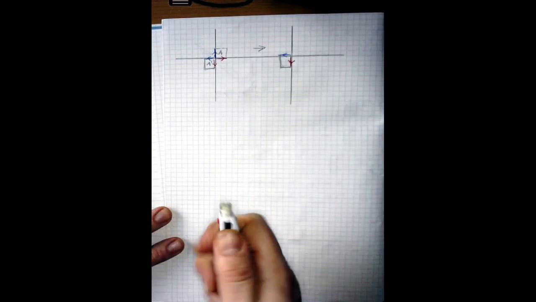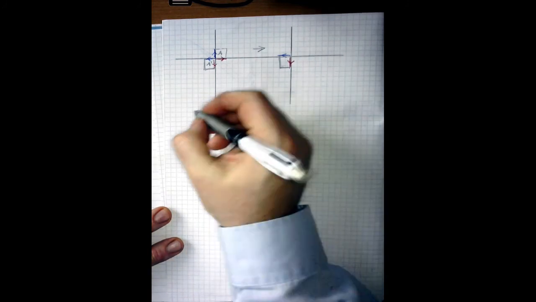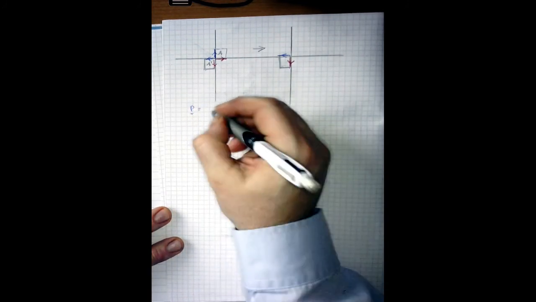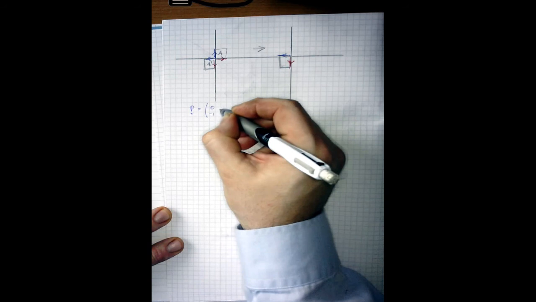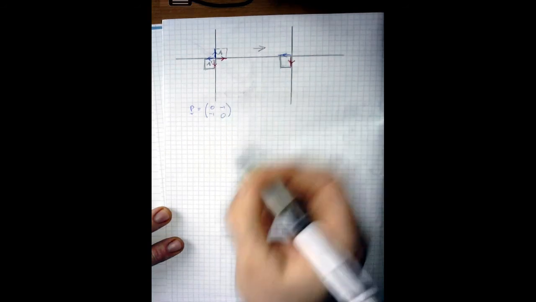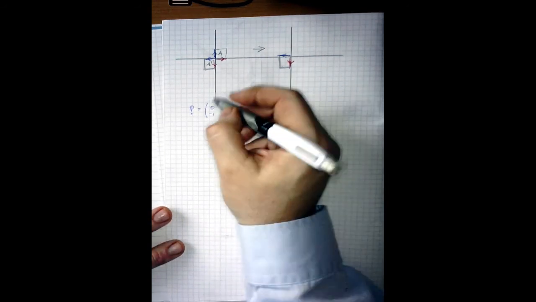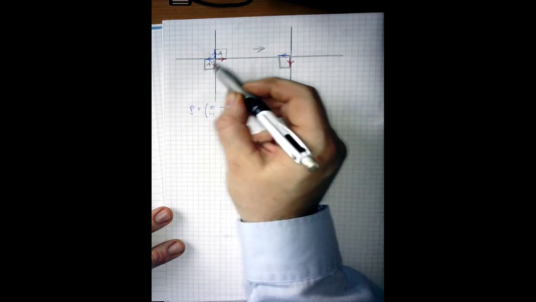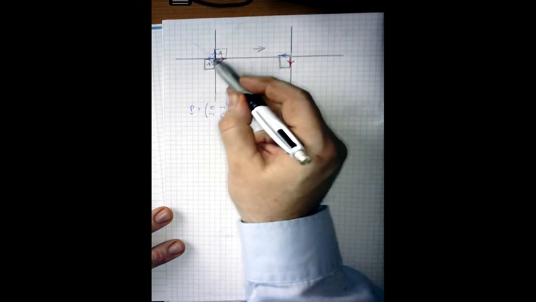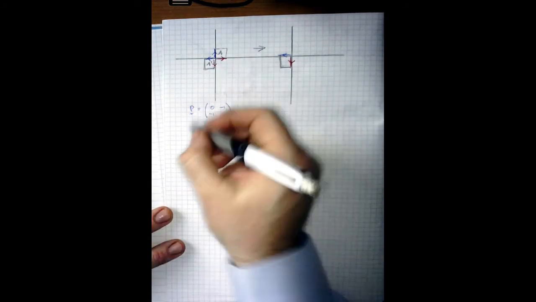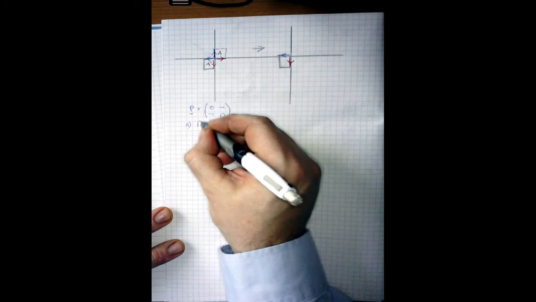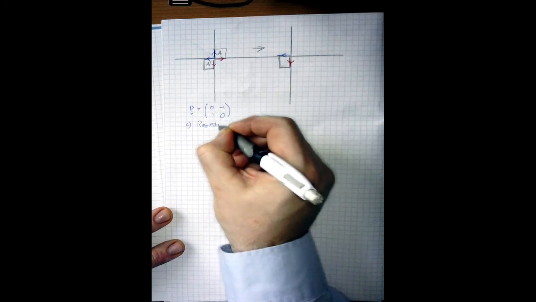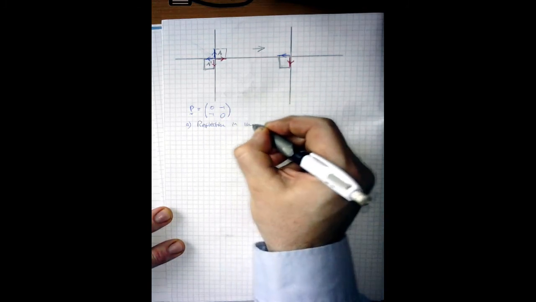They gave me 0, -1, -1, 0. So I turned my 1, 0 into 0, -1. I turned my 0, 1 into -1, 0. And I can now see that it's a reflection in the line y equals -x.